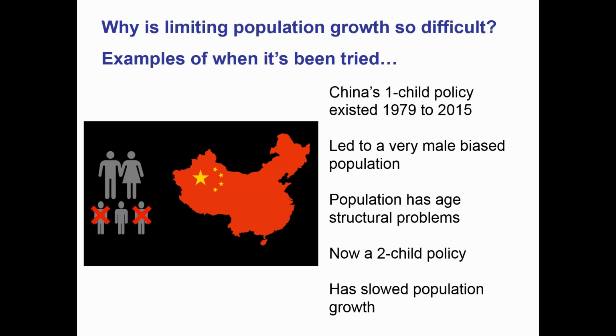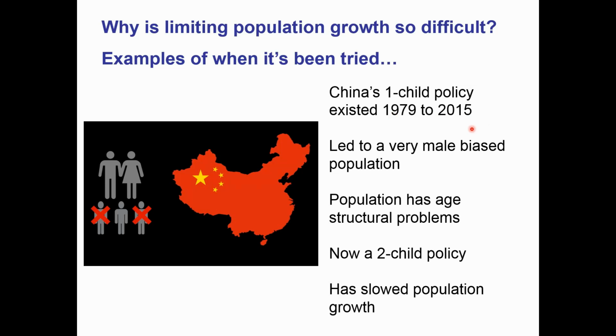Now, one of the biggest ones was China's one-child policy. For those that don't know, China's one-child policy existed from 1979 to 2015, and what it basically said was that each family could only have one single child.